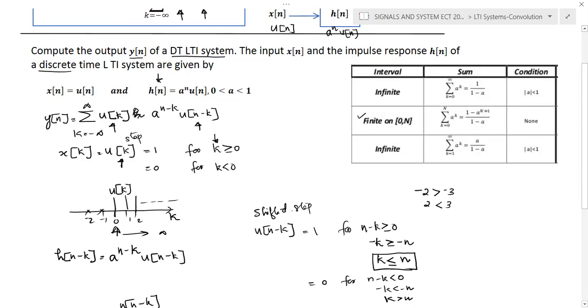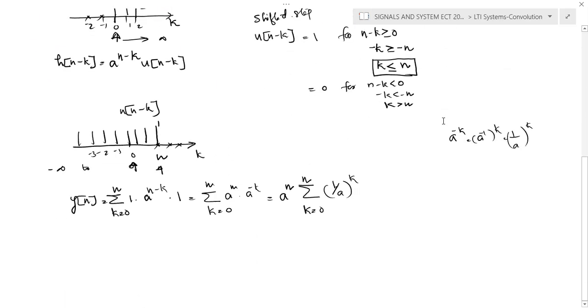You can write 1 minus a raised to n plus 1 by 1 minus a if you start from 0 onwards. So here also it starts from 0. So we can write a raised to n into 1 minus 1 by a the whole raised to n plus 1 divided by 1 minus 1 by a. Okay, this is the equation. And one more thing, we already assumed that this n is positive, or n greater than or equal to 0. Okay, so this equation is valid only when n is greater than or equal to 0.